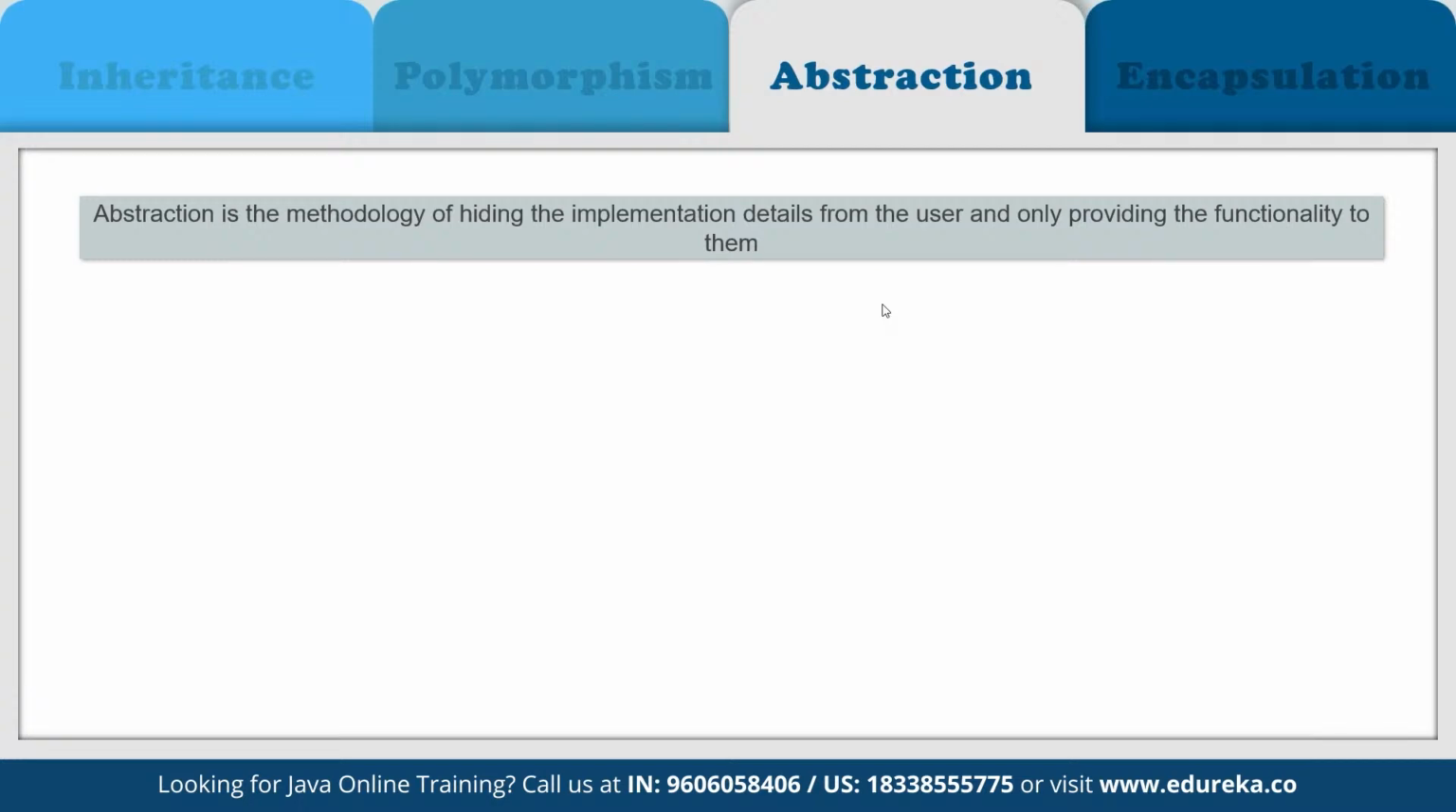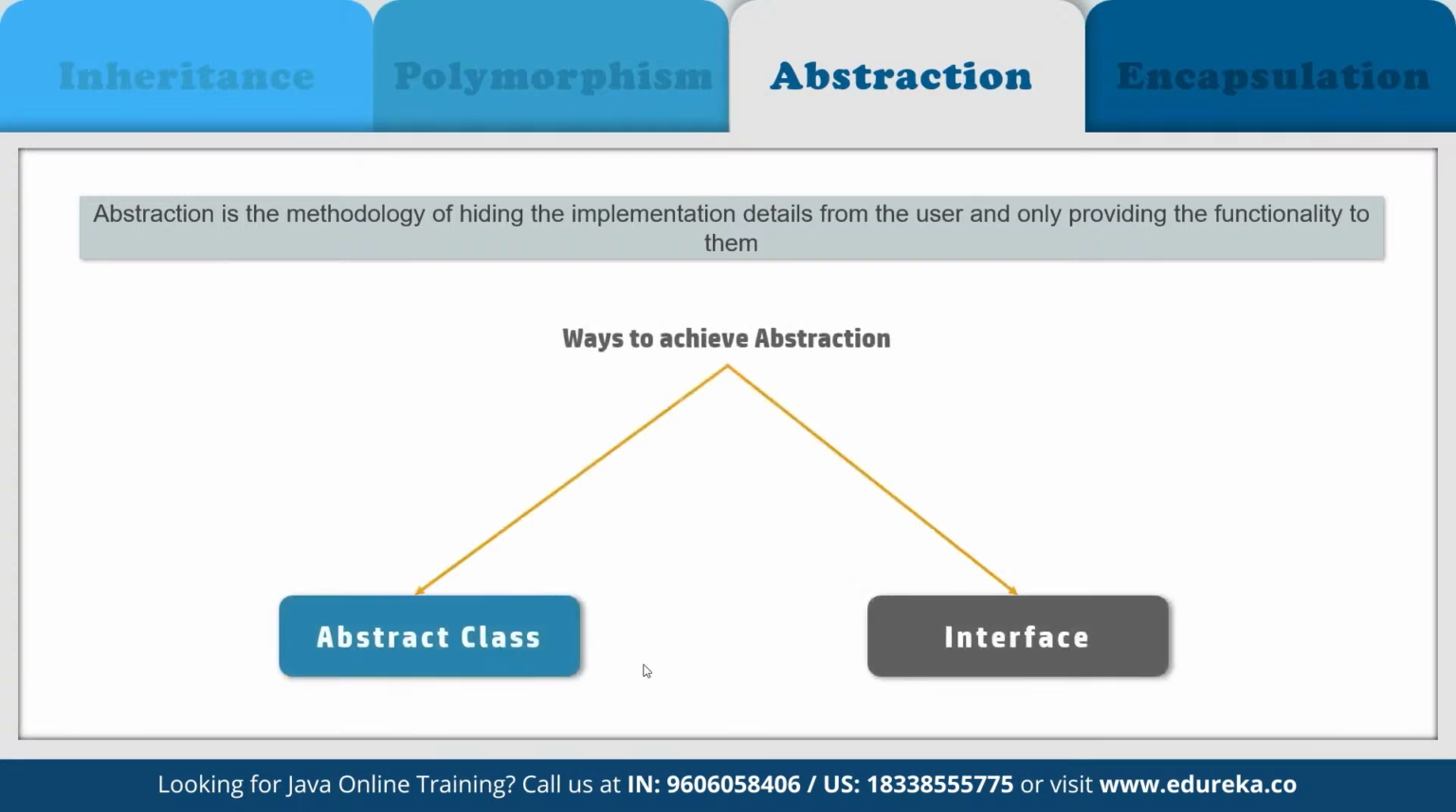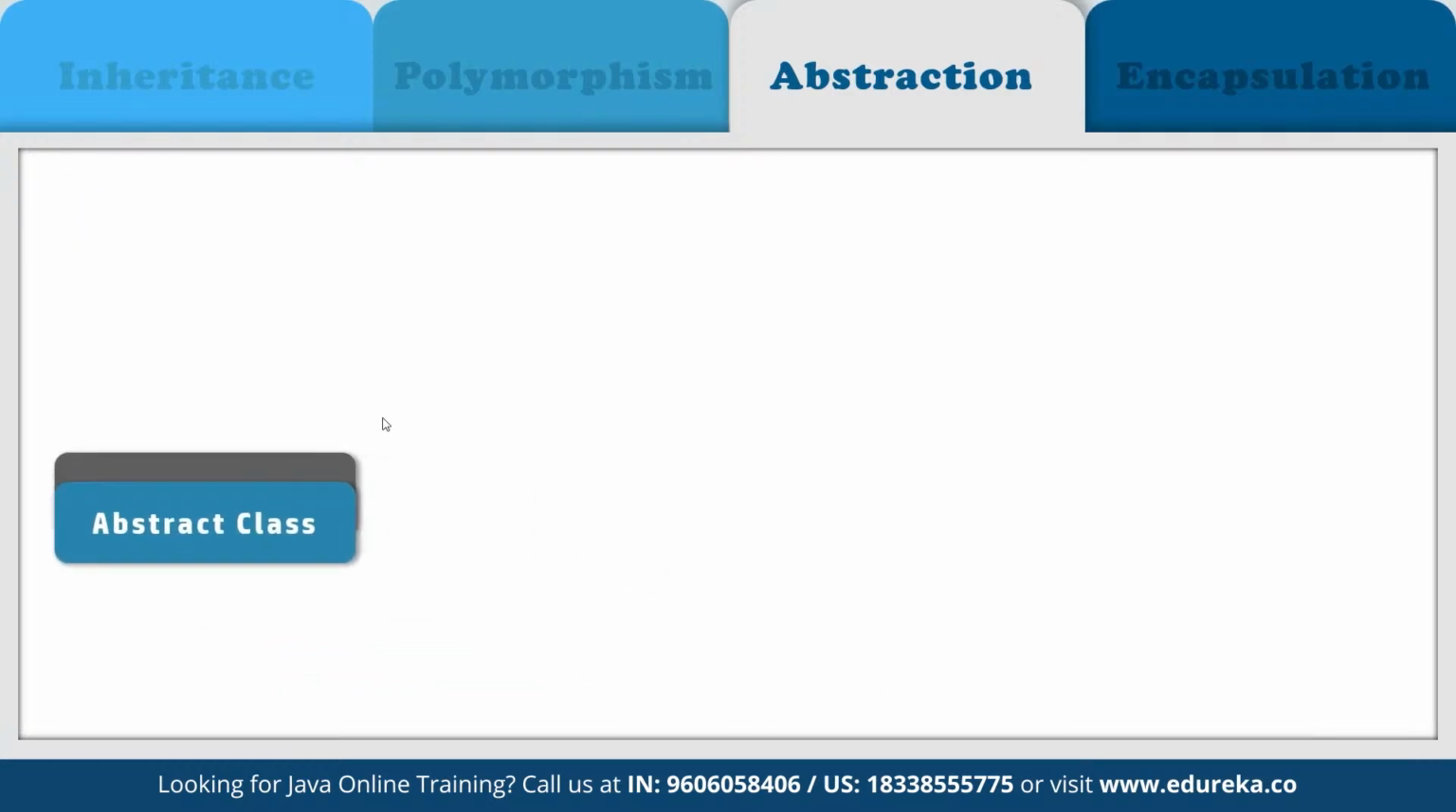It basically deals with hiding the details and showing the essential things to the user. So if we look at the, again, we can see we have multiple examples here. If you look at the diagram, we have two different types of abstraction defined. We have abstract class and then we have interface.